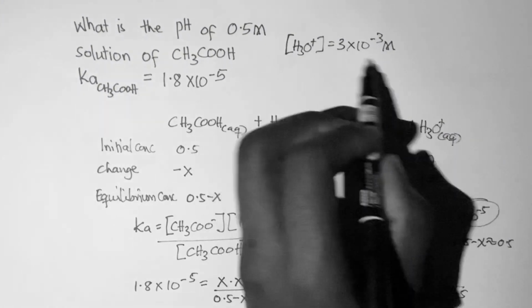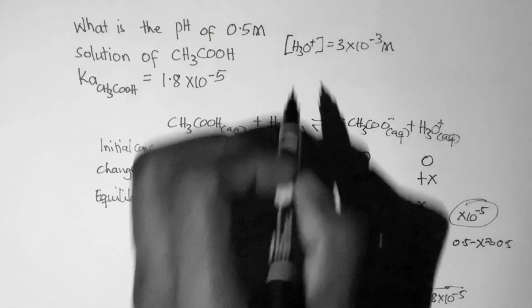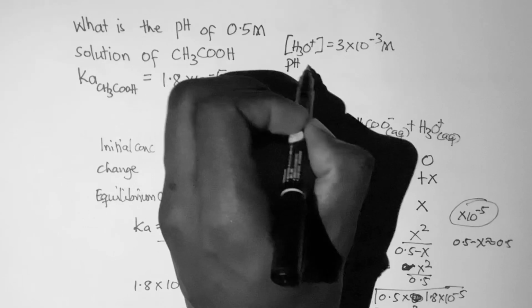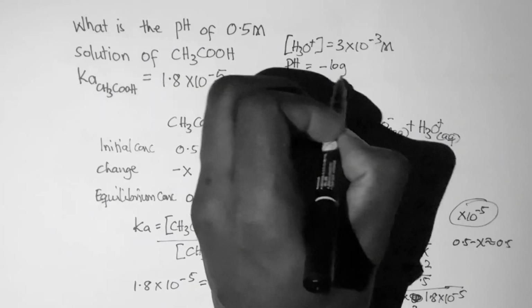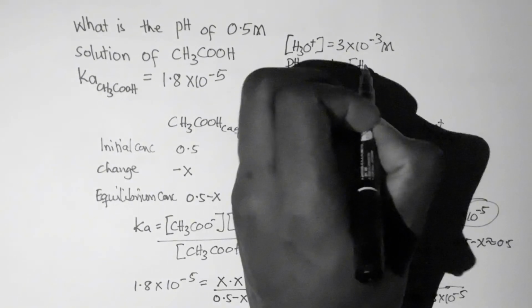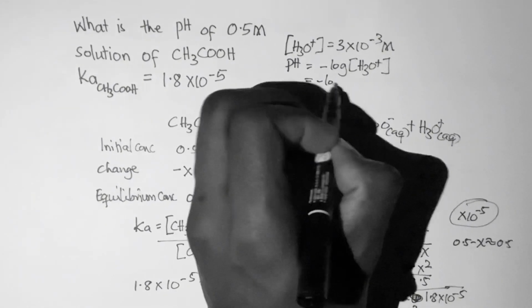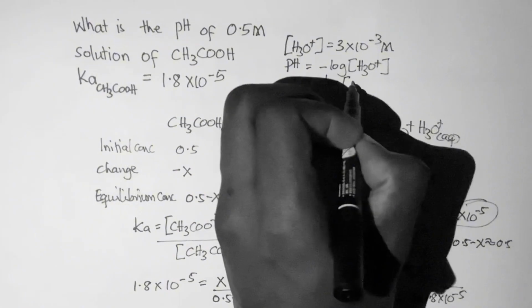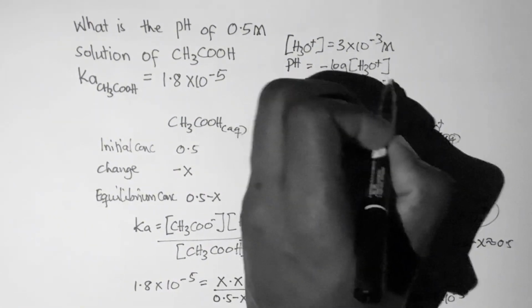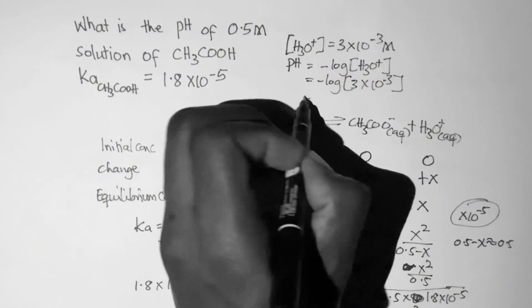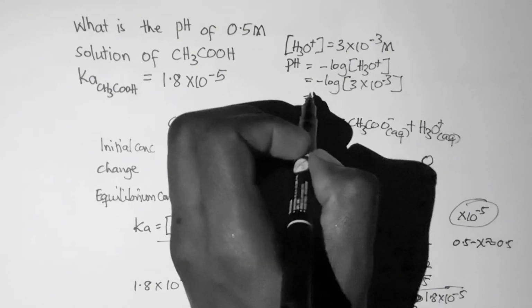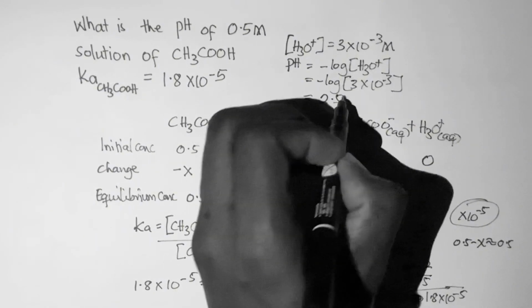So having this concentration, we can find the pH, because remember we said pH is equal to minus log of the concentration of the hydronium ions. So this is equal to minus log of 3 times 10 exponent minus 3. And if you compute this, you are going to get 2.52.